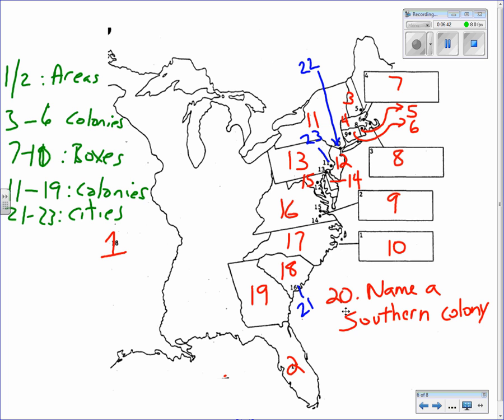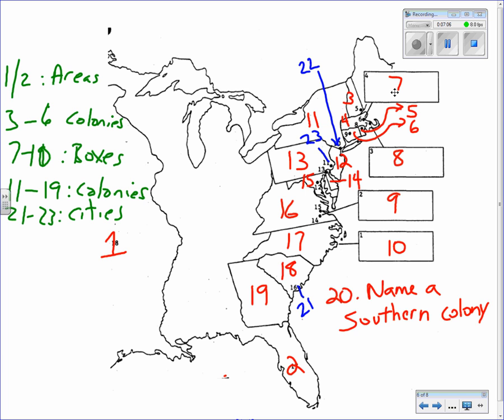Okay, hopefully you're back now and you've taken the second quiz. I'll quickly go through the answers. Number 1 is the area of New France, area owned by France. 2 is Spanish Florida. 3 up top here is New Hampshire. 4 is Massachusetts. 5 is Rhode Island. 6 is pointing towards Connecticut.